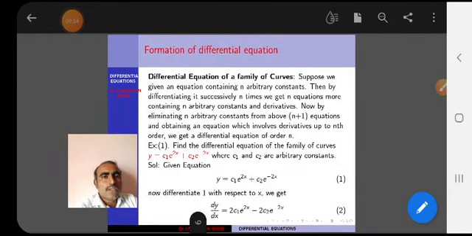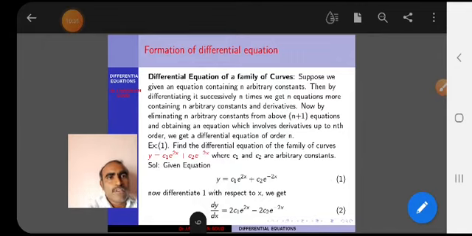Now, the formation of a differential equation, the differential equation of a family of curves. Suppose we are given an equation containing n arbitrary constants. Then by differentiating it successively n times, we get n more equations containing n arbitrary constants and derivatives. Now, by eliminating the n arbitrary constants from the above n plus 1 equations, we obtain an equation which involves derivatives up to the nth order. So we get a differential equation of order n.